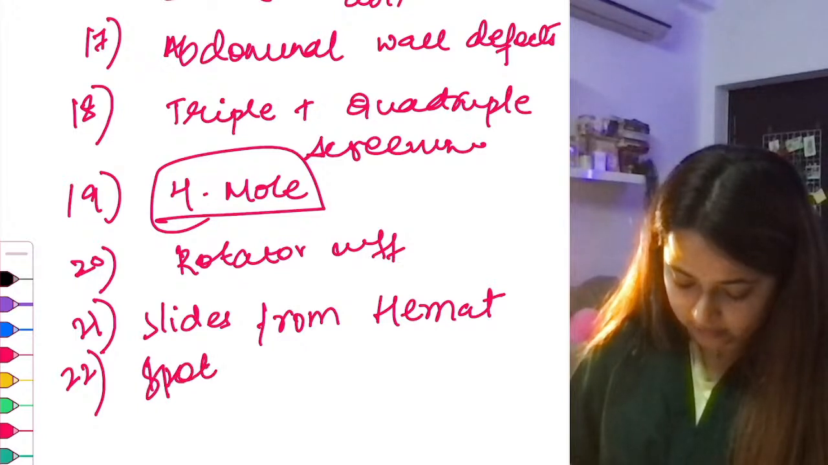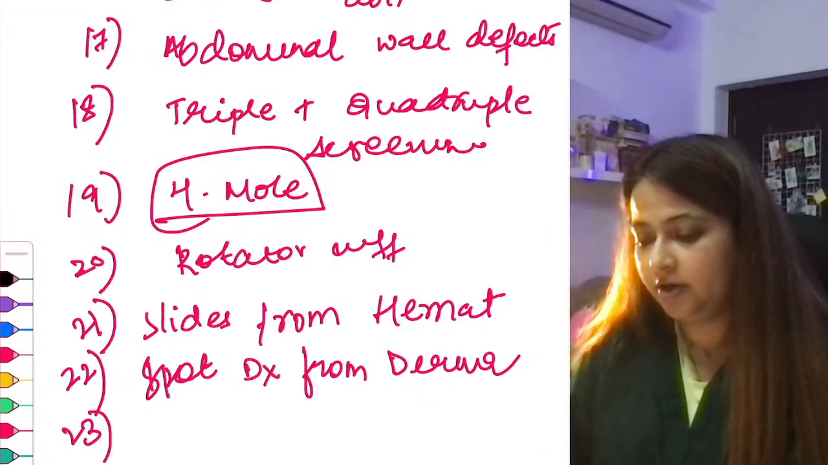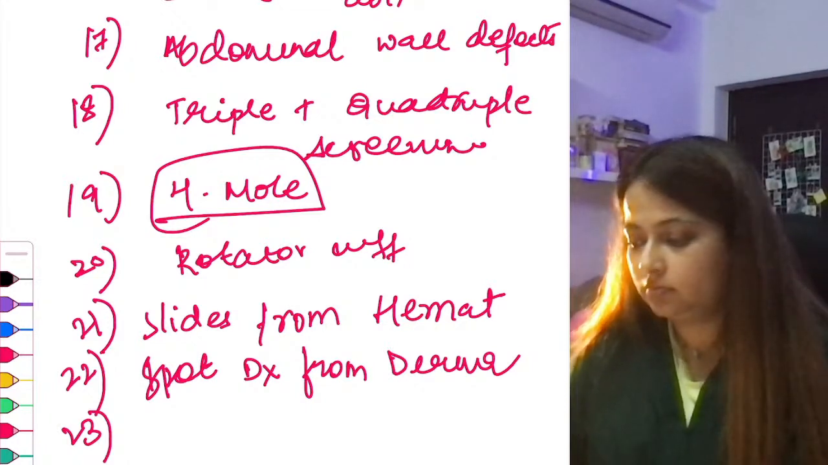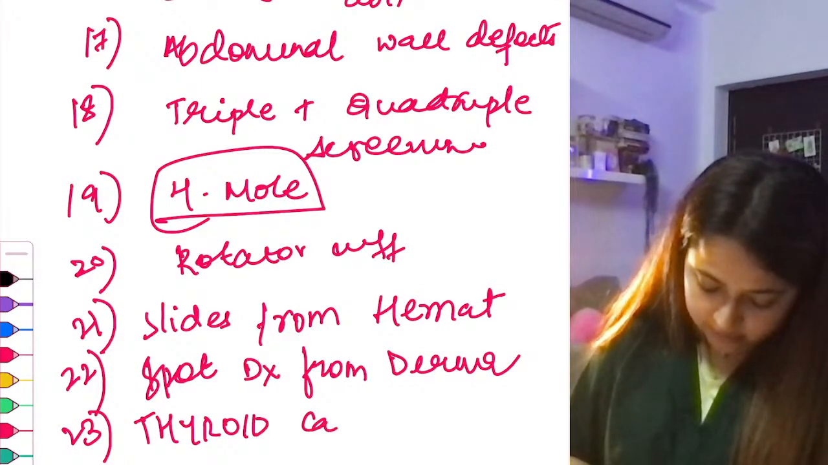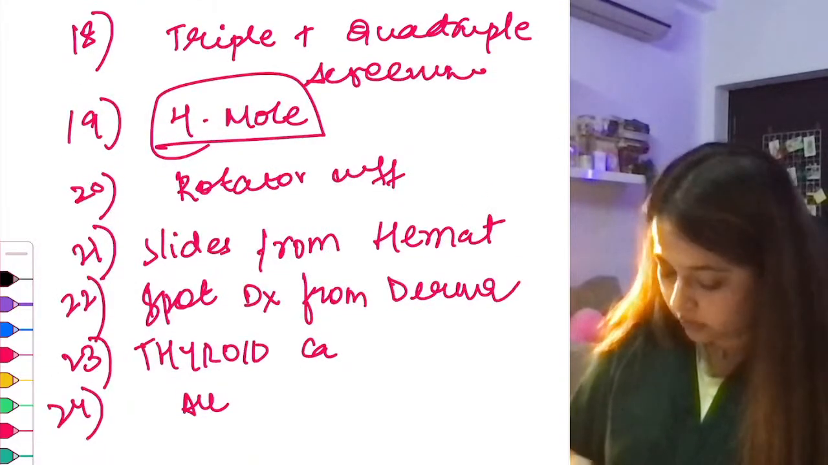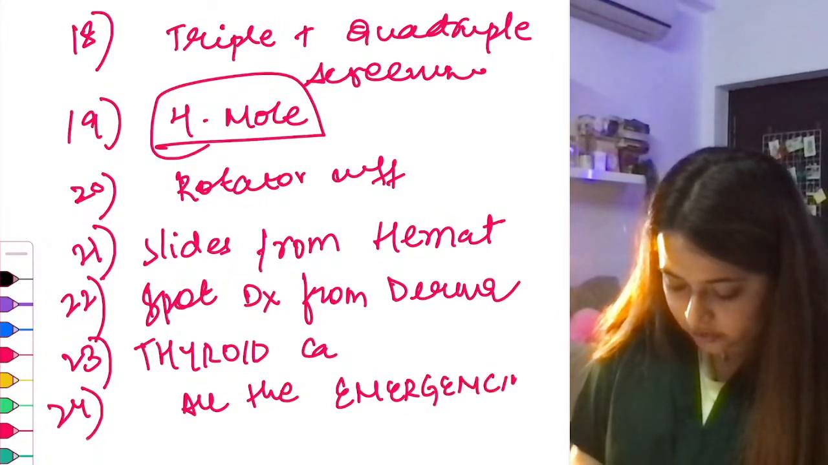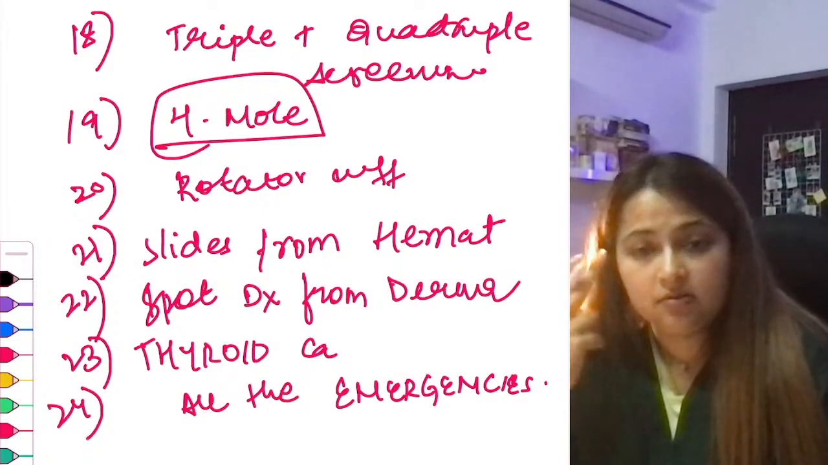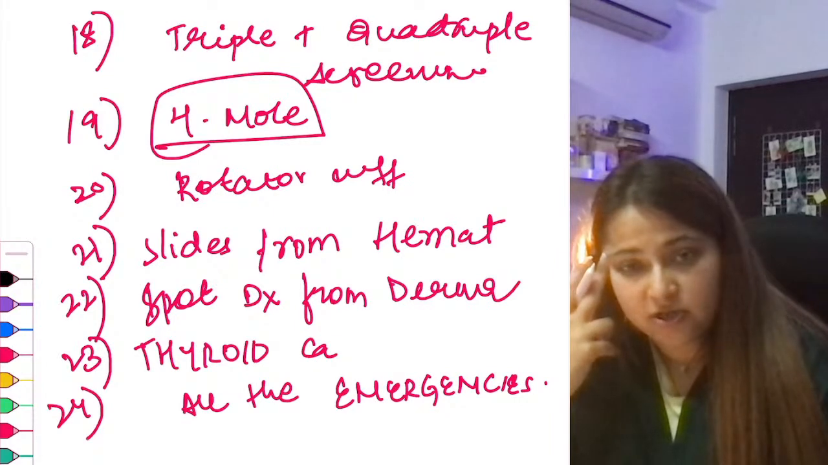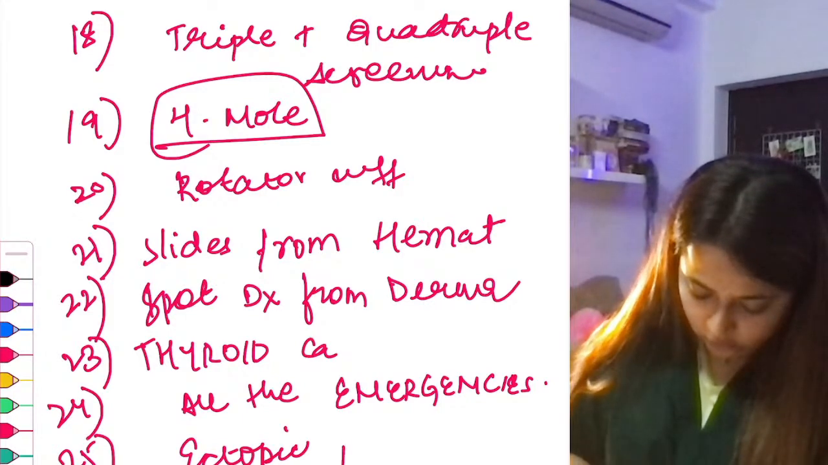Then the spot diagnosis from derma, also very important, so look at the pictures. Then thyroid cancers are very important. Then all the emergencies. Guys, whenever you come across any emergency, all the emergencies are very important. For example, diabetic ketoacidosis, HHS. Then the ruptured ectopic pregnancy, very important.